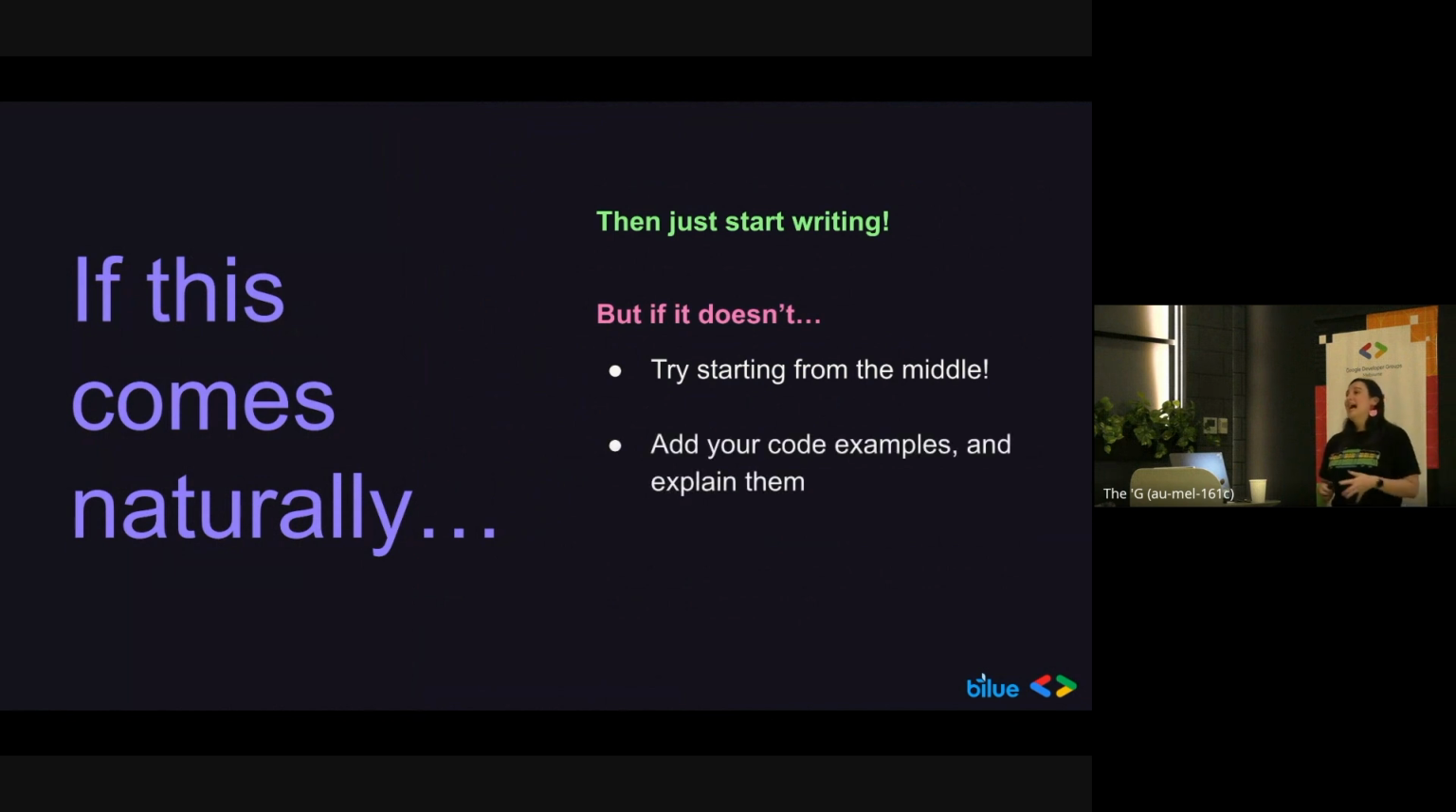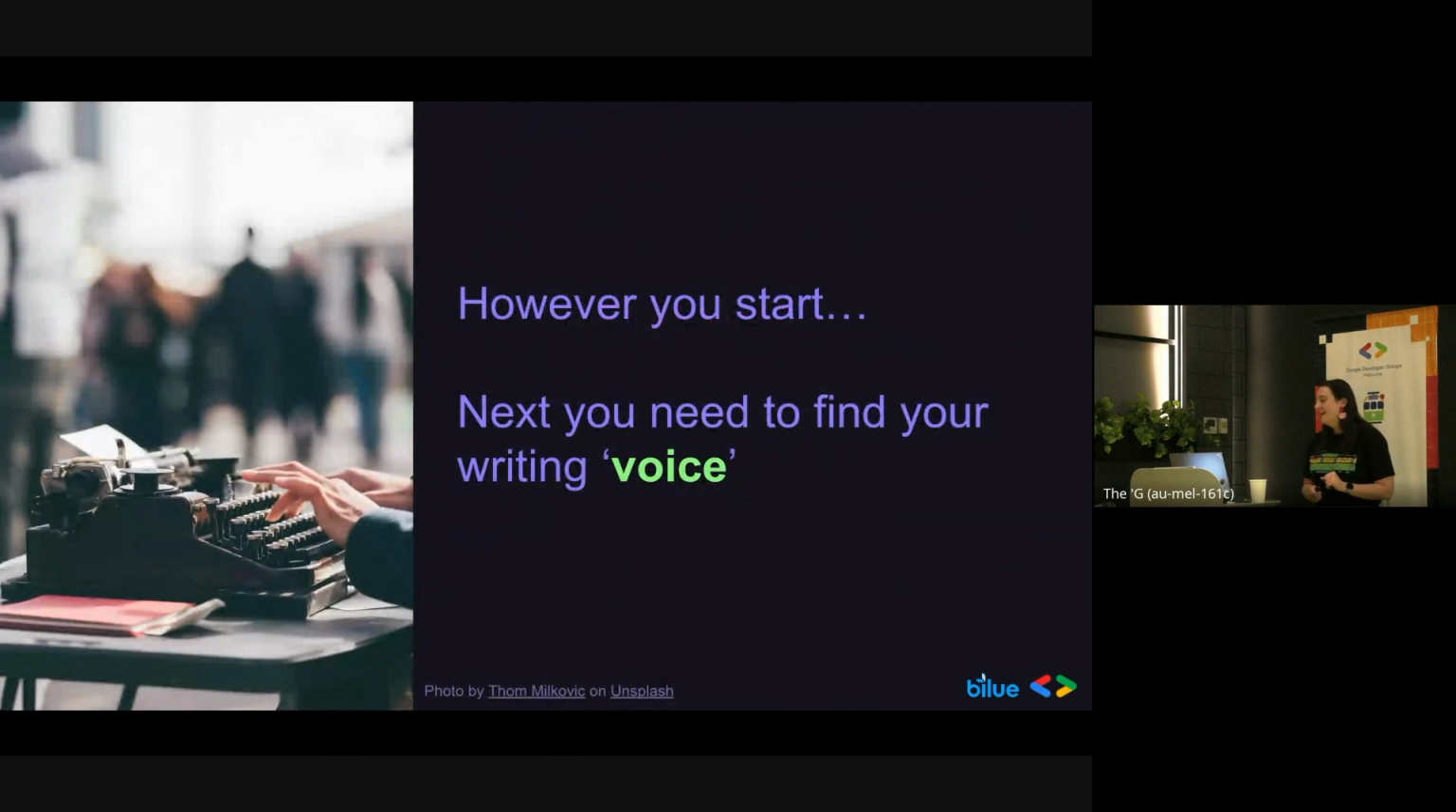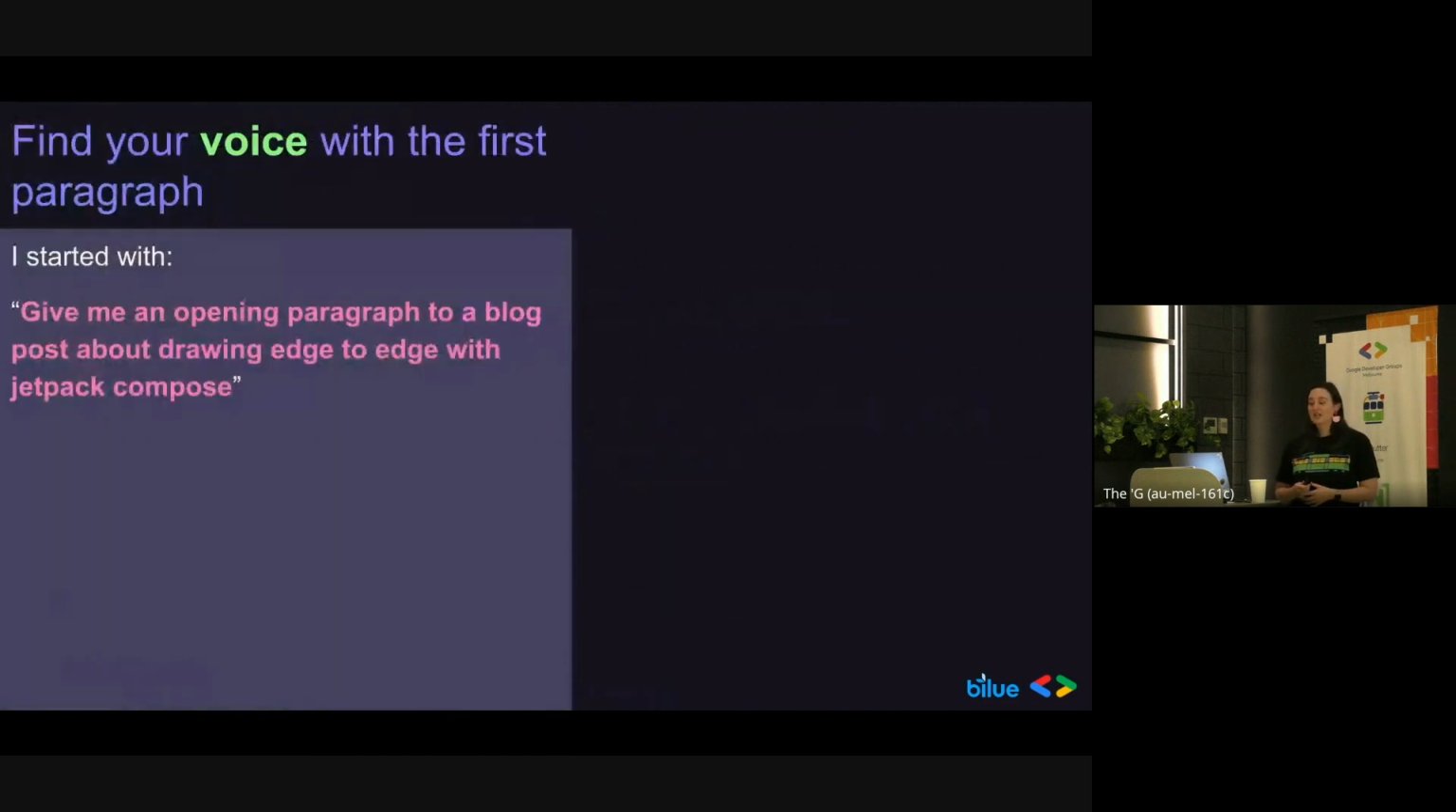What I like to do is add my code examples and then start explaining them, like write the stuff that leads into that code example and what comes out after it, and then gradually just fill in the gaps from there. You can also get help from AI and you can replace it later. So however you start, you want to find your writing voice. And that's what makes the blog post sound interesting, and it's not just boring documentation.